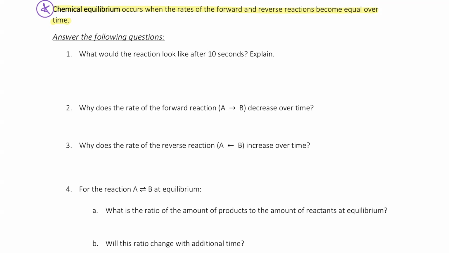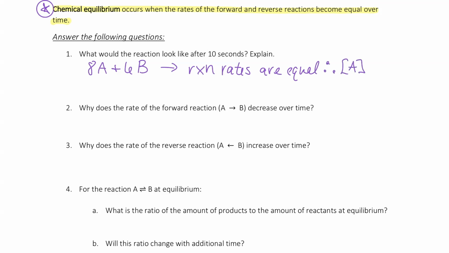Okay, what's the reaction going to look like at 10 seconds? It's going to be the same, right? We're going to have 8A and 6B. And why is that? Yeah, the reaction rates are equal. Therefore, the concentration of A and the concentration of B will be constant.